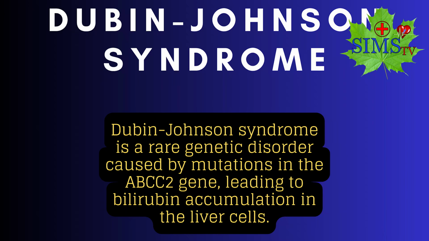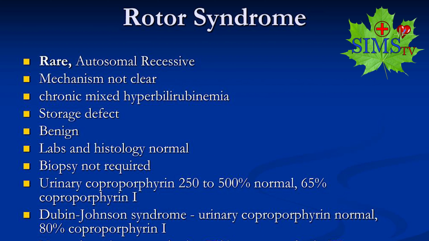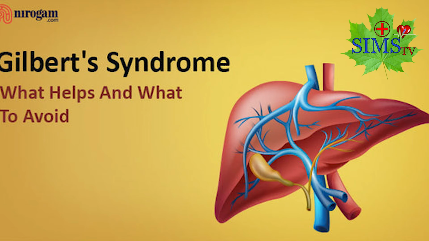Dubin-Johnson syndrome is due to ABCC2 gene mutation, Crigler-Najjar syndrome is due to UGT1A1 gene defect, and Rotor syndrome is due to SLCO1B1 and SLCO1B3 gene defects. So these are the gene defect jaundice.